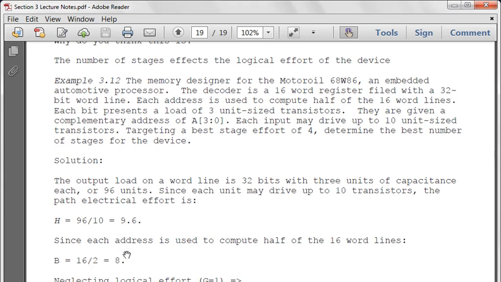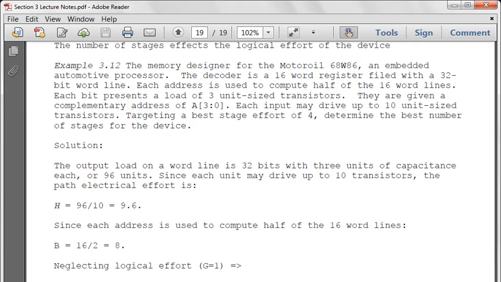Since each address is used to compute half of the 16 word lines, your branching effort becomes 16 over 2, which is 8. It splits them in half. So we're going to neglect logical effort here because the problem doesn't indicate specifically what's going on there. But you can assume it's some sort of inverter, which is fine for this particular problem. So our path effort becomes G, logical effort, times the branching effort, times the electrical effort. So we calculate 9.6 times 8 times the logical effort, which we've assumed to be 1, and it becomes 76.8.